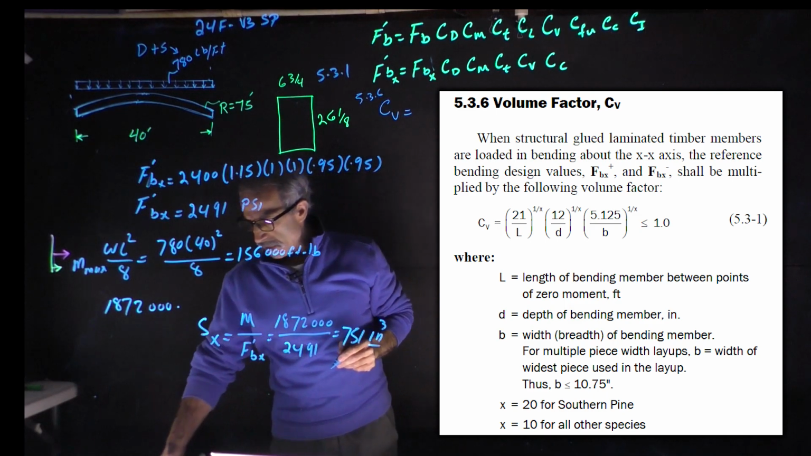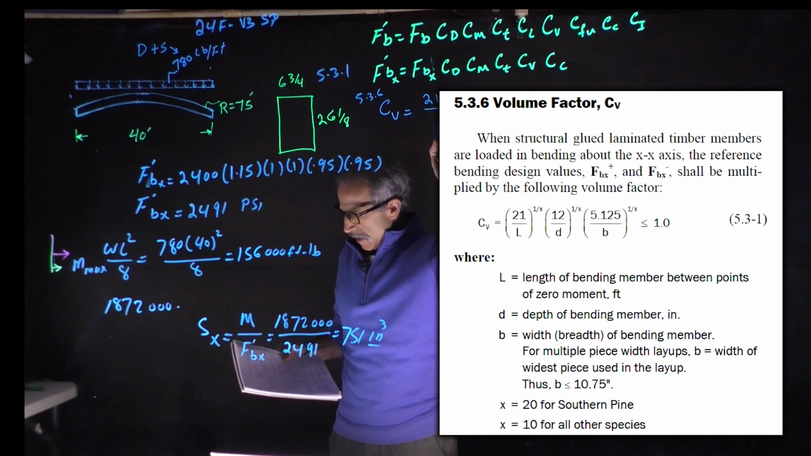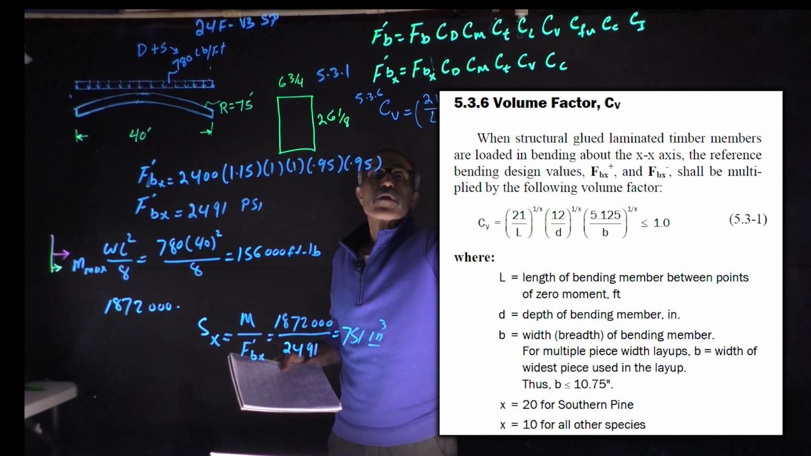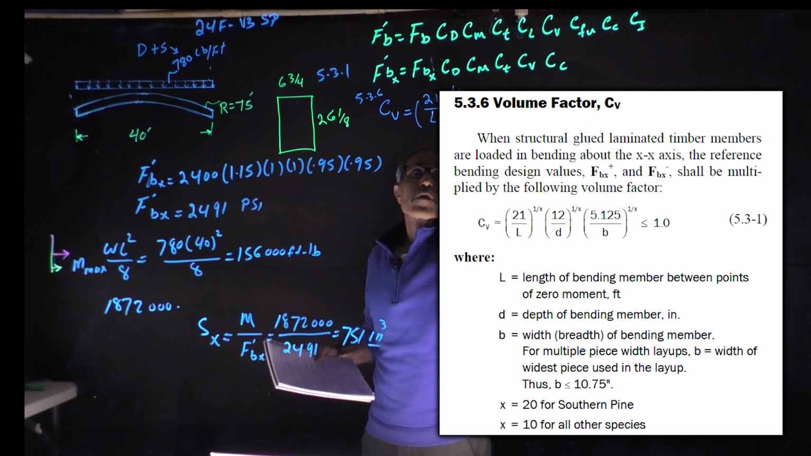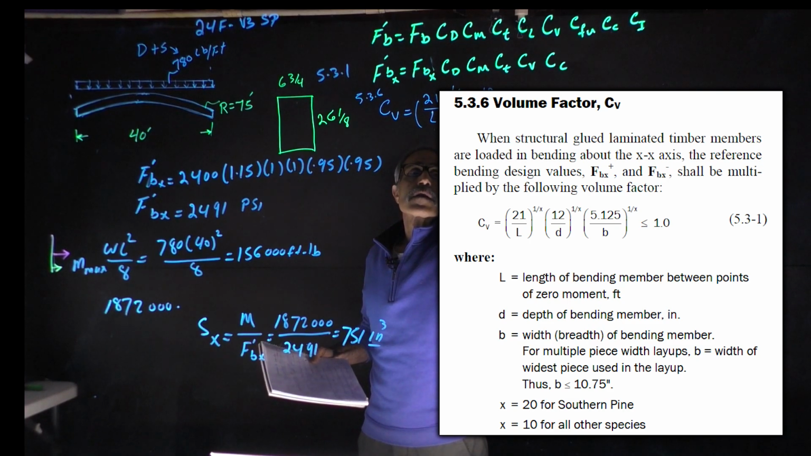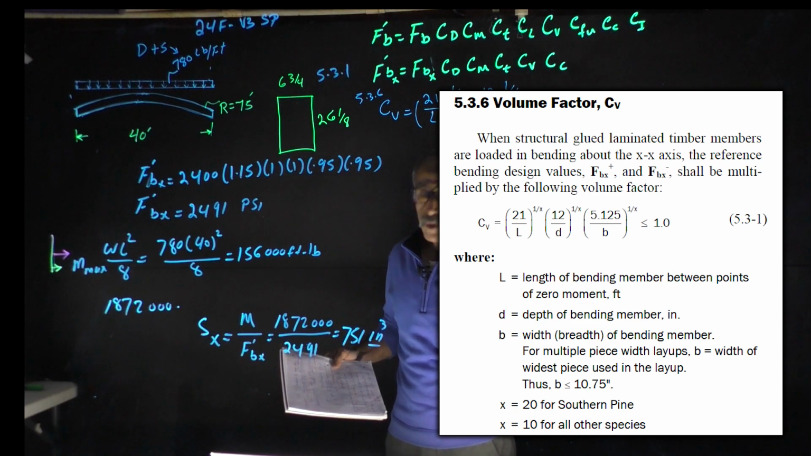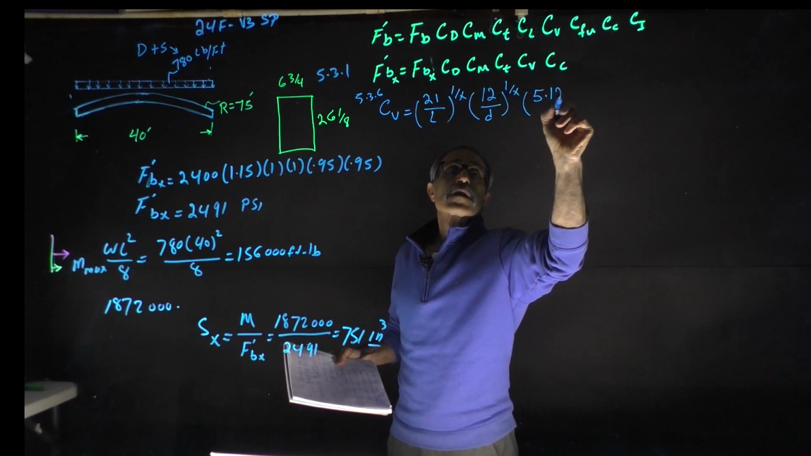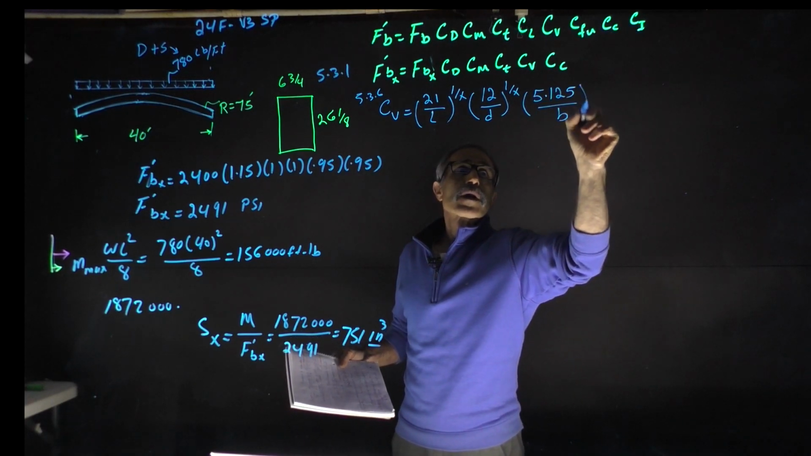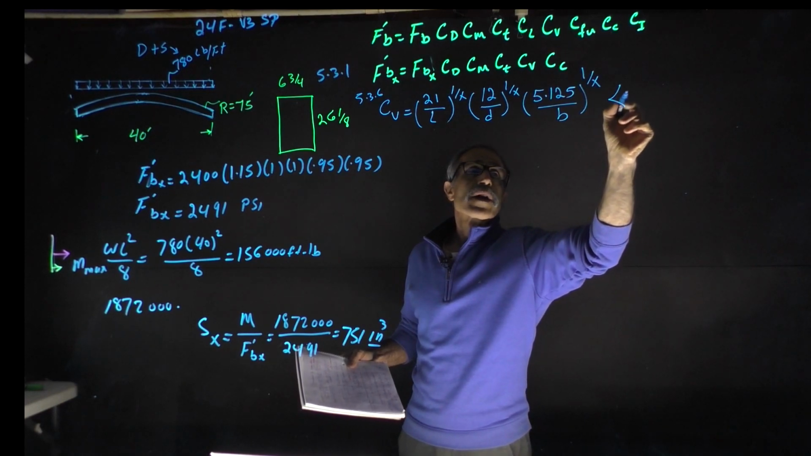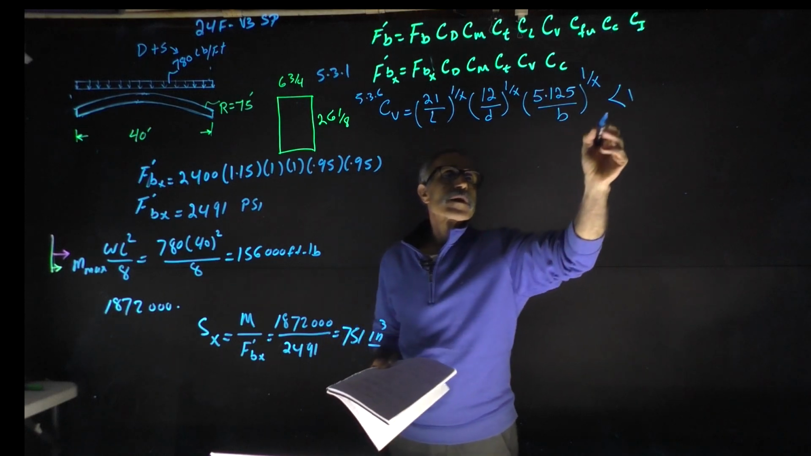5.3.6, and that is 21 divided by L, by power of 1 over X, and multiply that by 12 over D, by power 1 over X, and multiply that by 5.125 divided by B, by power of 1 over X, and that should be less than 1. If it's more than 1, then we're going to use 1. So less than or equal.